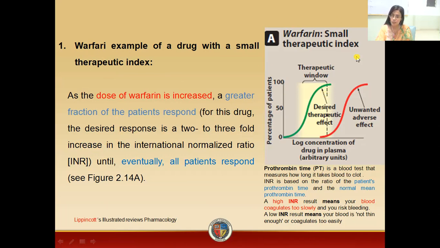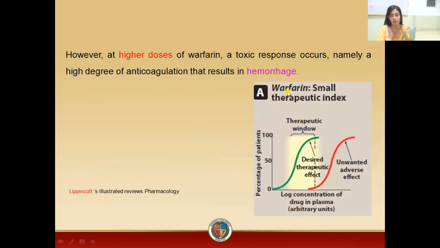This figure is representing warfarin. This is a graph between the population and the drug concentration. This green curve is representing the desired therapeutic effect, and this red line is representing the unwanted effect. Here this 50 is representing the effect in 50% of the population. And there is another term, the therapeutic window, which we will discuss in this video.